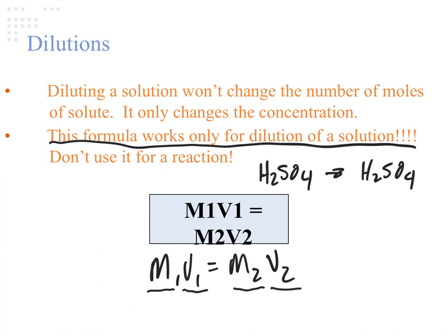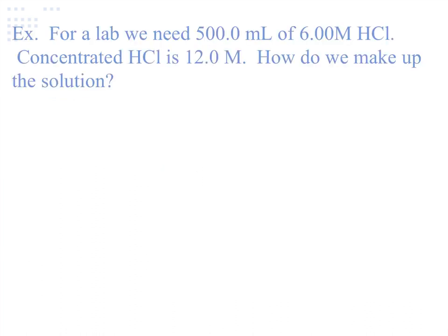Let me get back to where we were. So let's do a quick example. It says, for a lab, we need 500 milliliters of 6 molar hydrochloric acid. Concentrated HCl is 12 molar. How do we make up the solution? The formula we're going to use is M1V1 = M2V2. We're not doing some kind of reaction. We're just taking HCl, hydrochloric acid, and changing from 12 molar to 6 molar.